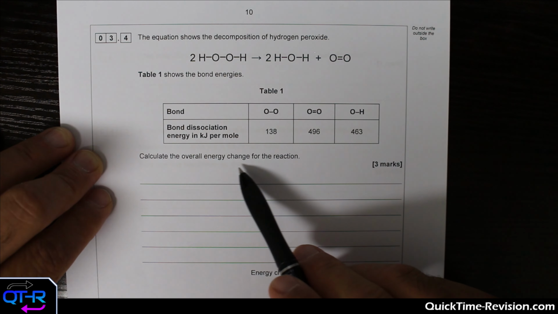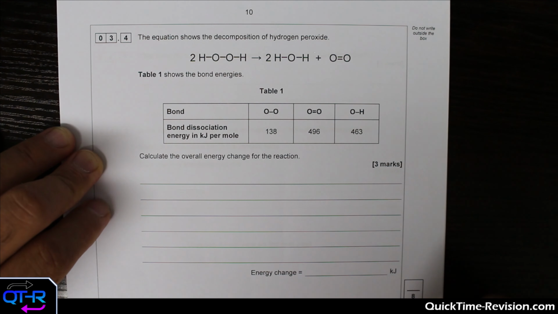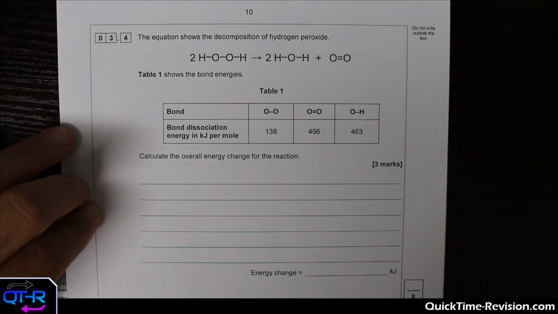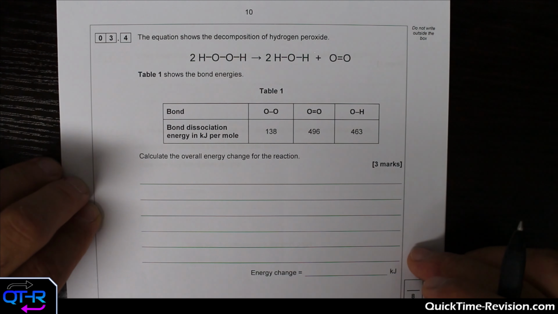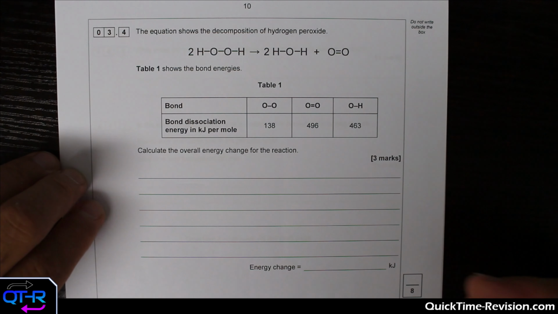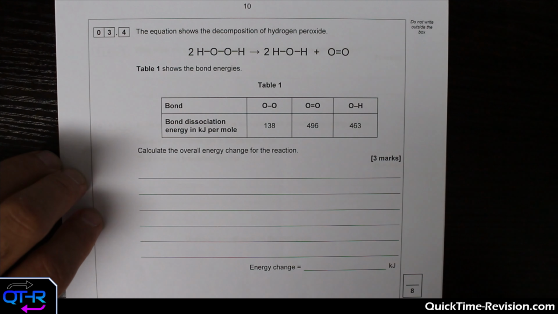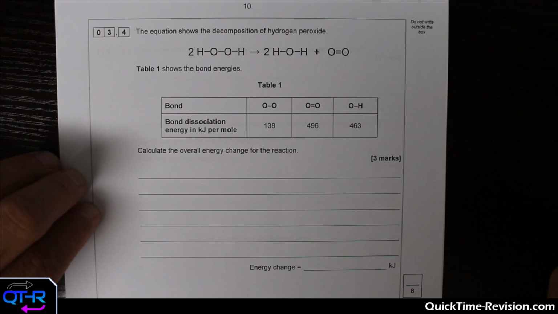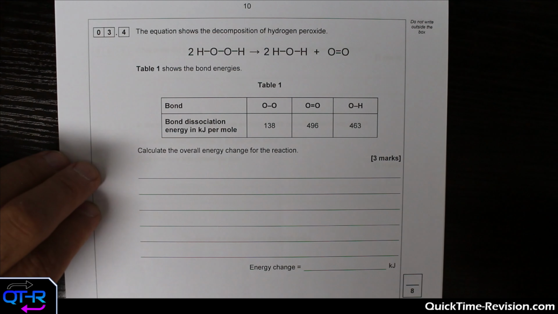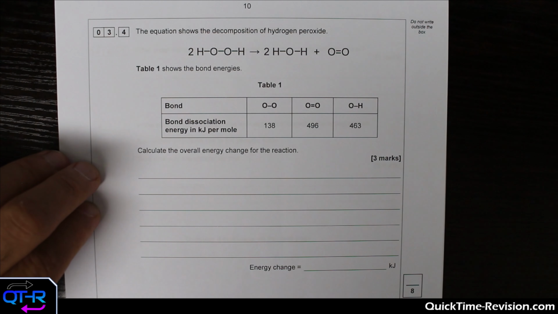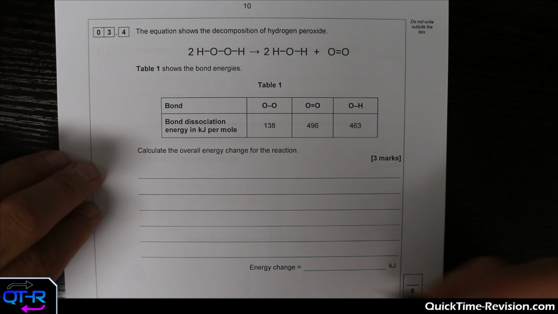Calculate the overall energy change in the reaction. Now I'm going to do this a little bit the long way just to make sure that you understand what we're doing, and once you master the technique, then you can shorten it up in whichever way you want to do it. But let's go with the basics. We're going to calculate the overall energy change, so we've got to calculate the difference in energy going in and energy going out. So we're going to start by calculating the energy going in.